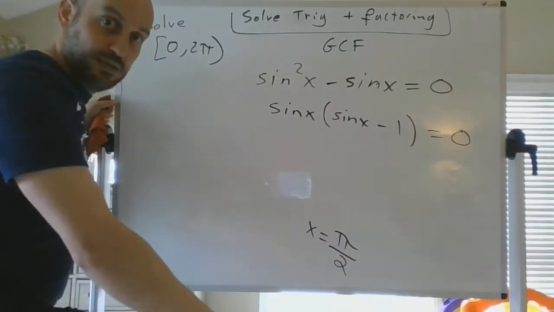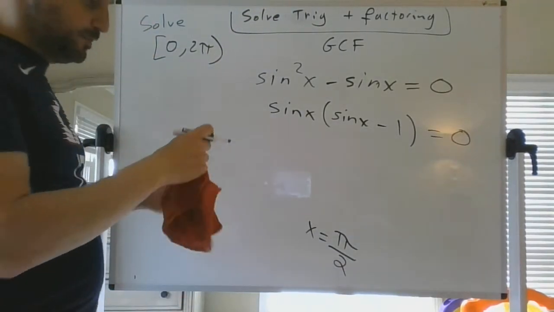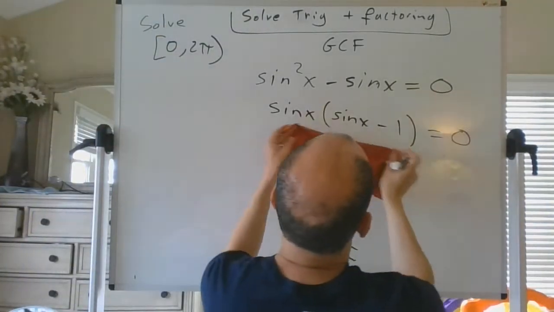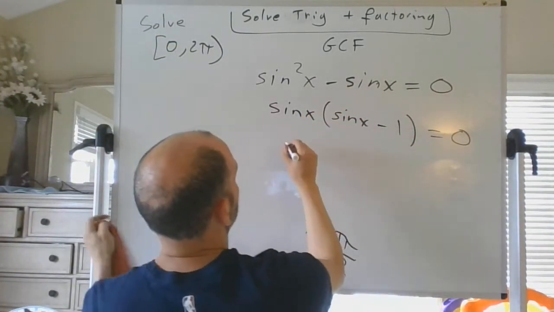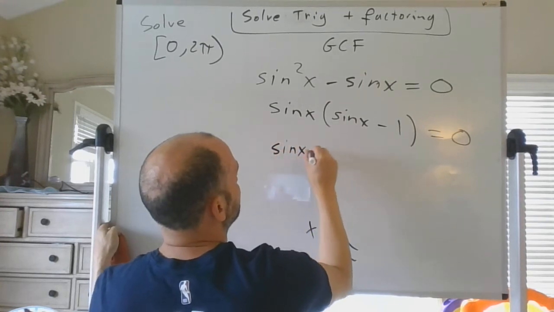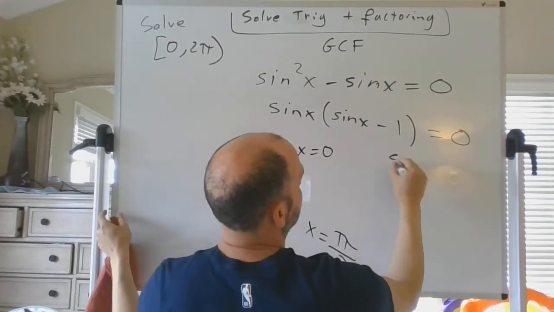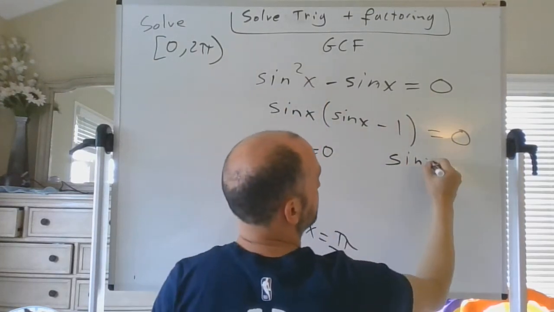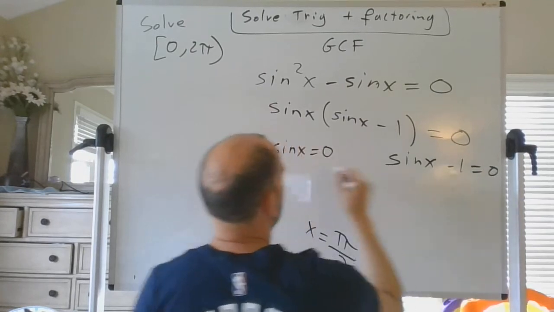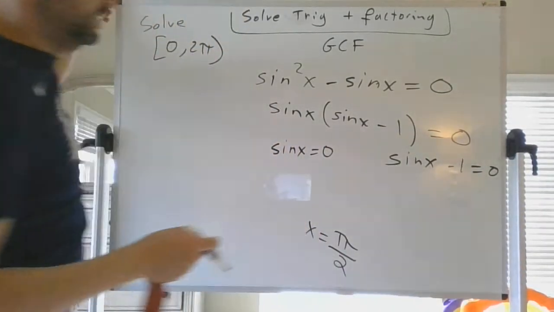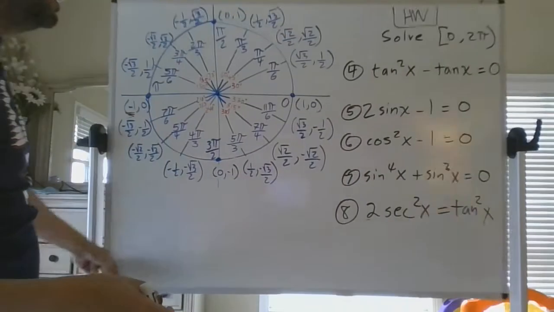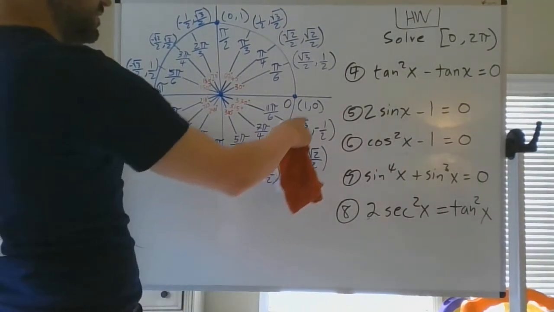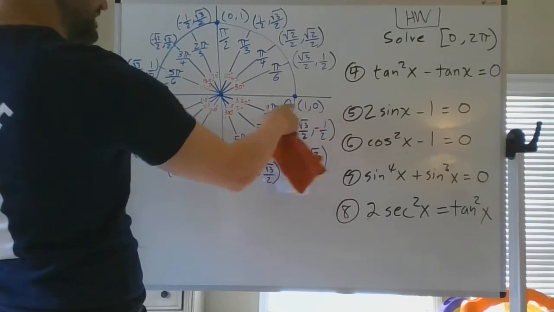Now, why did I do that? I did that so I can use the zero product property. This may yield more than one answer then. Let's see. So we have sine of x equals 0, so I'm going to write that out. Sine of x equals 0, and I have this one also: sine of x minus 1 equals 0. Zero product property. I'm going to solve this. Sine of x equals 0. Well, let's see. Where does sine equal 0? Sine equals 0 here and here, which is going to be at 0 and pi.